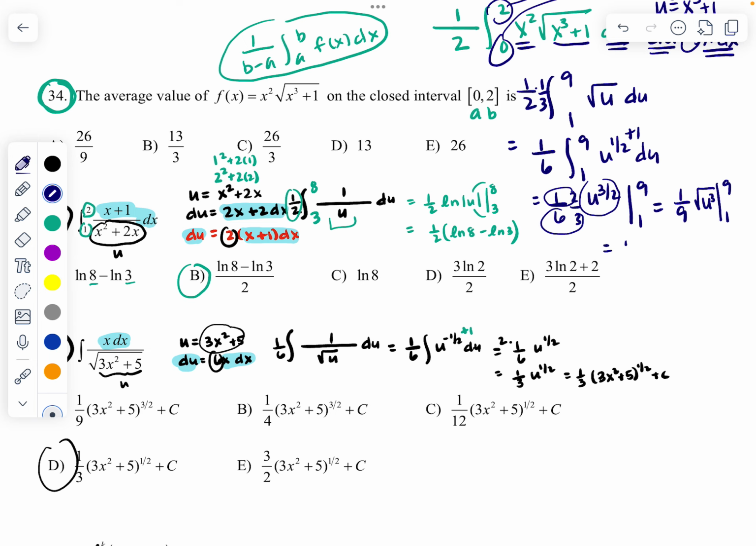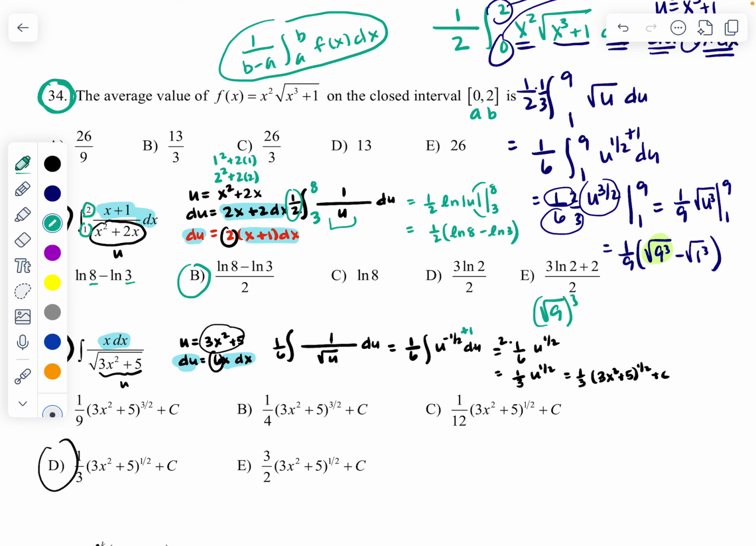So this is going to be 1/9, and then I'm going to have the square root of 9 cubed minus the square root of 1 cubed. Okay, now you guys, we talked about this in the last unit. The square root of 9 cubed is way too big to do. So instead, what I'm going to do is take the square root of 9 and then cube that. Okay, I'm going to reverse the order.